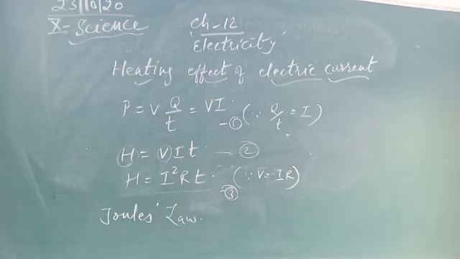The law implies that heat produced in the resistor is directly proportional to the square of the current for a given resistance, directly proportional to the resistance for a given current, and third, directly proportional to the time for which the current flows through the resistor. In a practical situation, when an electric appliance is connected to a known voltage source, it is used after calculating the current through it using the relation I is equal to V upon R.